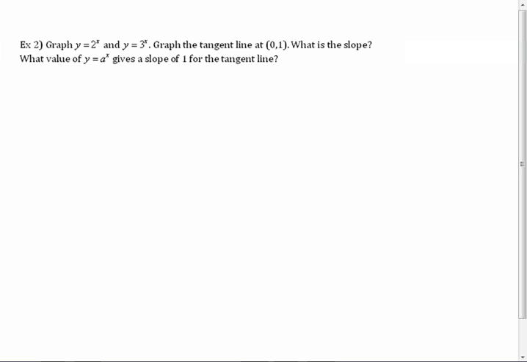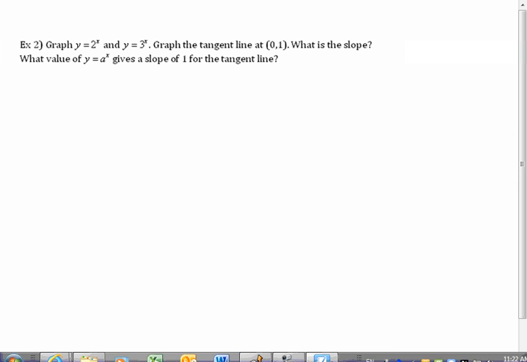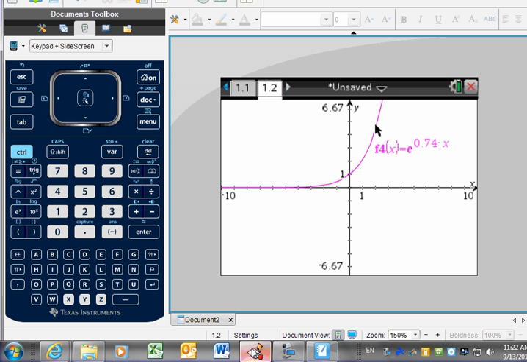Graph 2 to the x and 3 to the x, and then graph the tangent line. This is like homework. And what is the slope? Suppose you want me to use the smart view. What is the slope? Graph the tangent line. Let's try our calculator. I'm game. Are you game?